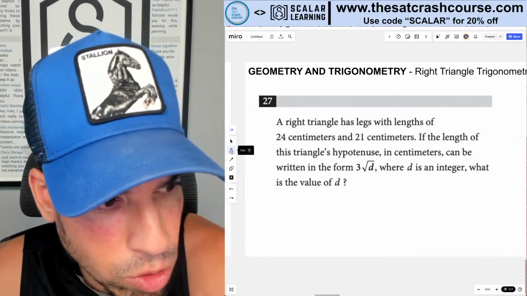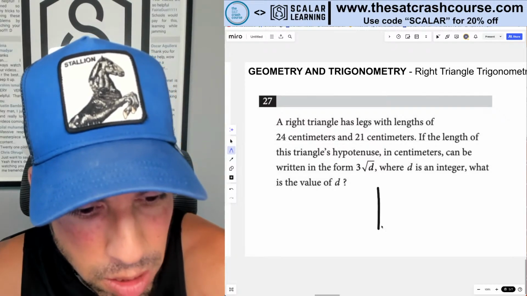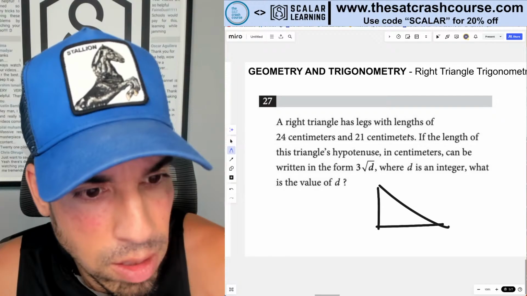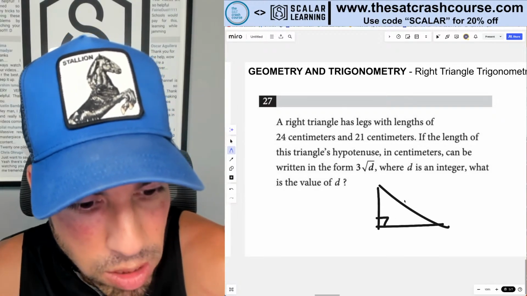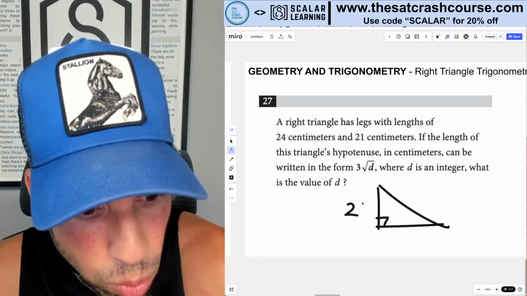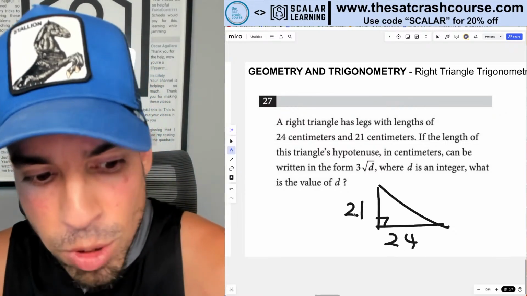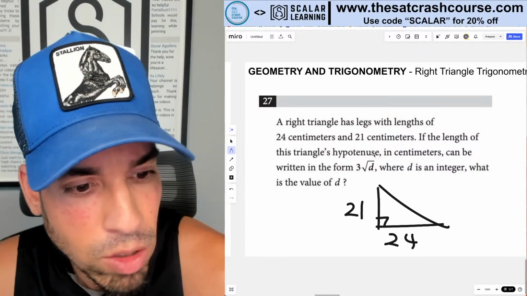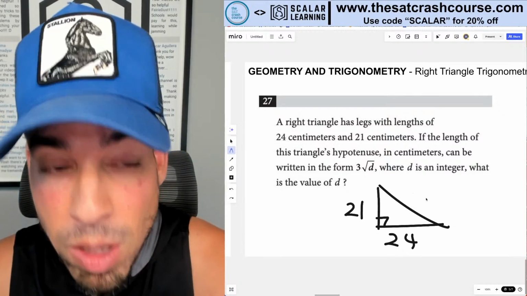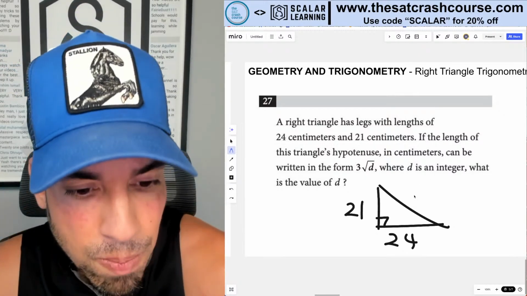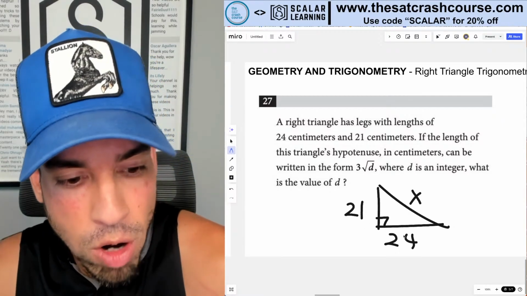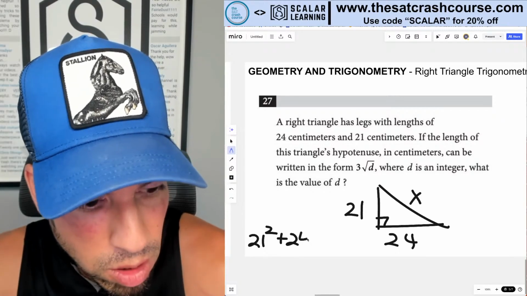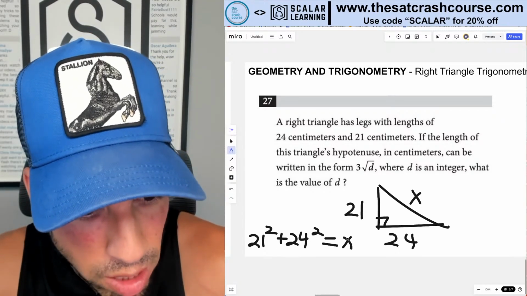We're not using a trigonometric function here per se, but it is a right triangle. They say that we have the legs of length, which are the smaller sides, not the hypotenuse, not opposite the 90 degrees. We have 21 and 24. And notice, I like to put the 21 with the side that looks smaller just so this makes more sense. Then it says the hypotenuse is 3 root D. But we have to figure out what the hypotenuse is. Okay, let's figure that out. Let's call it x. Right triangle, so I'm going to use the Pythagorean theorem. 21 squared, a squared, plus b squared, 24 squared, equals x squared.